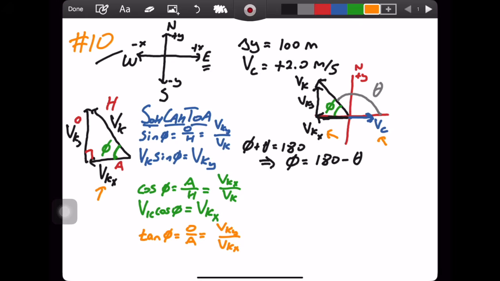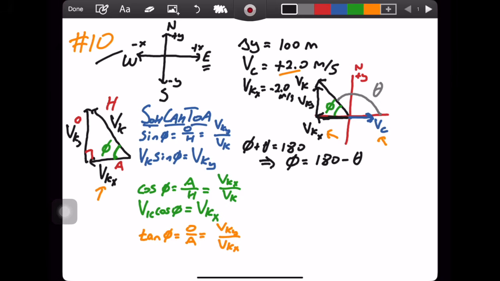The velocity of the current, as you can see right here, is plus 2 meters per second. And so that means that the velocity of the kayaker in the x direction is equal to negative 2.0 meters per second. That's going to be helpful because it's going to allow us to determine the angle at which the kayaker needs to travel straight across the harbor. This is the first part of problem 10. It asks which direction the kayaker should paddle to travel straight across the harbor.